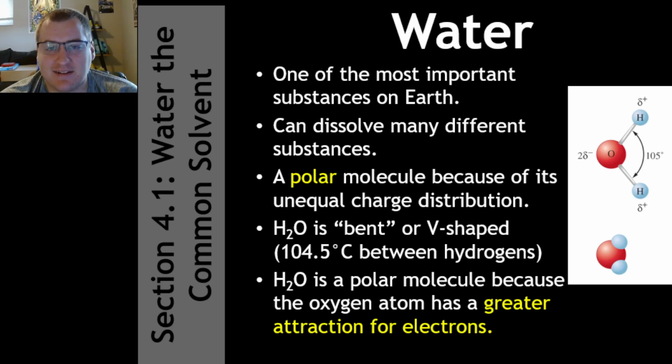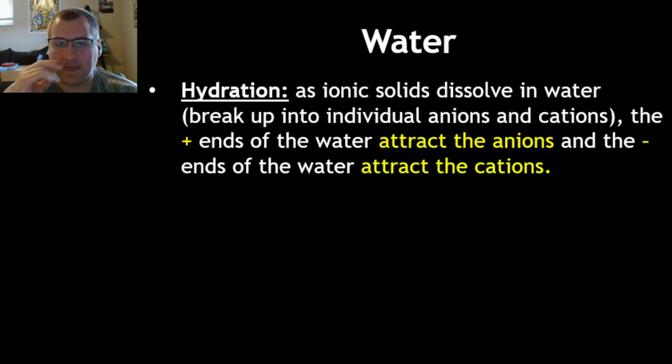H2O has this bent shape that we talked about with VSEPR shapes. There's 104.5 degrees between the hydrogens. And then last thing here, H2O is a polar molecule because the oxygen atom has a high attraction for electrons. Okay. A little bit of what I was talking about on the last slide, hydration.